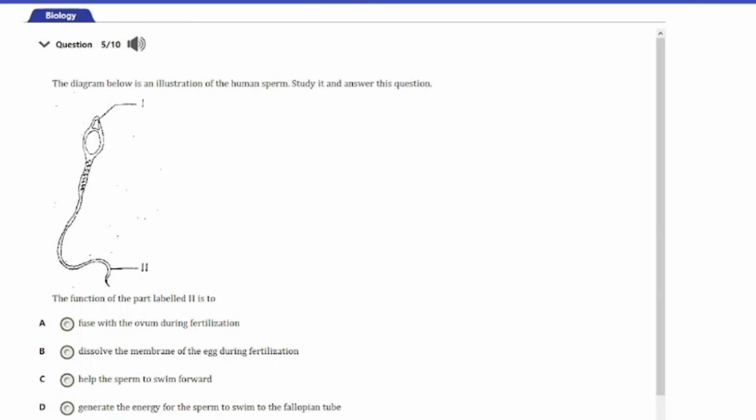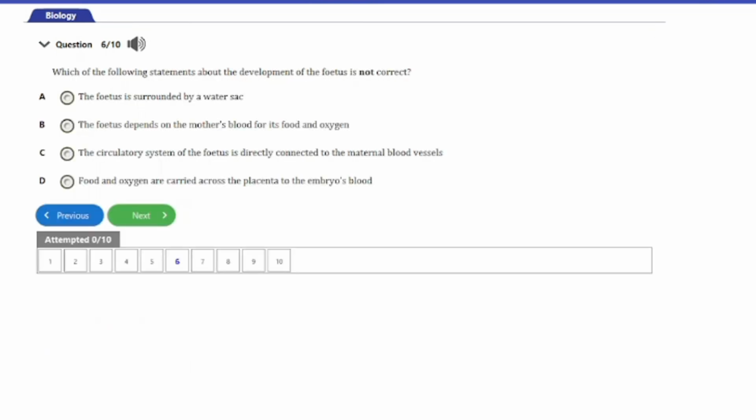So guys, the answer to this question is option C, help the sperm to swim forward. This is the whip-like structure of the sperm, and this whip-like tail of the sperm actually assists the sperm to swim forward. And that's it for that question, option C. So let's go ahead and consider the next question. That's question number 6 here.